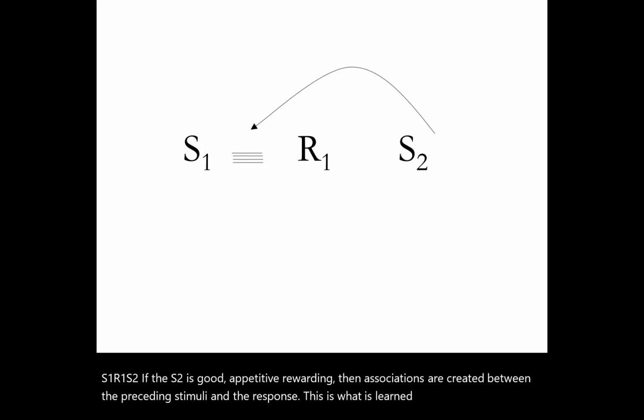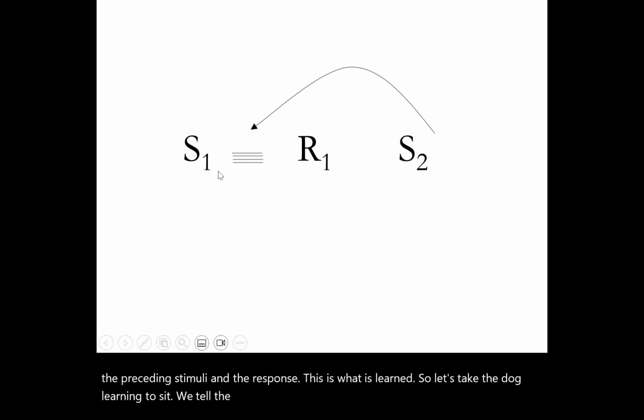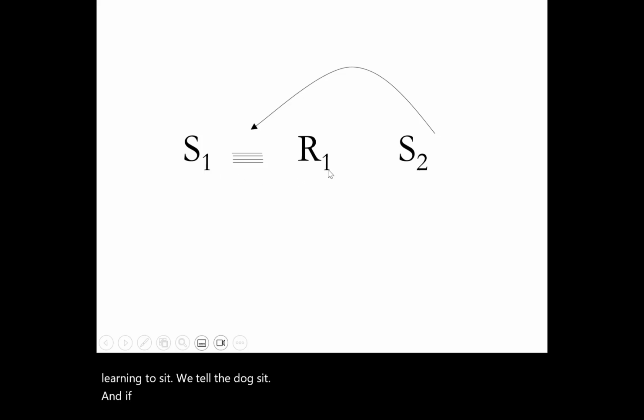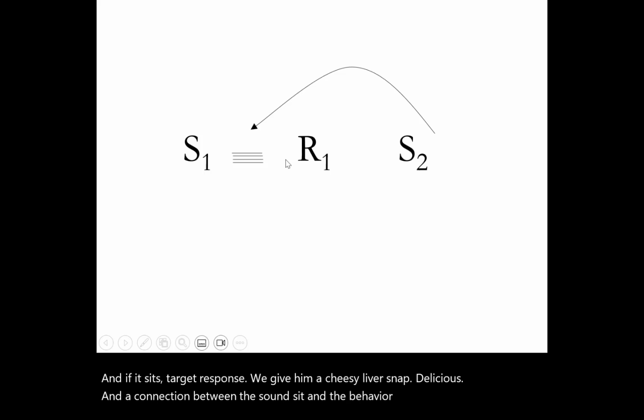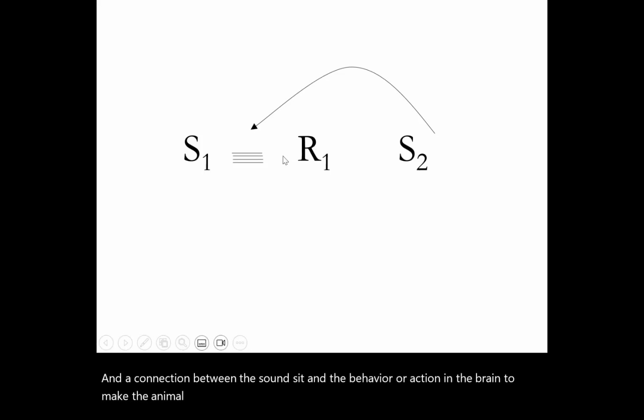So let's take the dog learning to sit. We tell the dog, sit. And if it sits, target response, we give them a cheesy liver snap. Delicious. And a connection between the sound, sit, and the behavior or action in the brain to make the animal sit is where the connections occur.